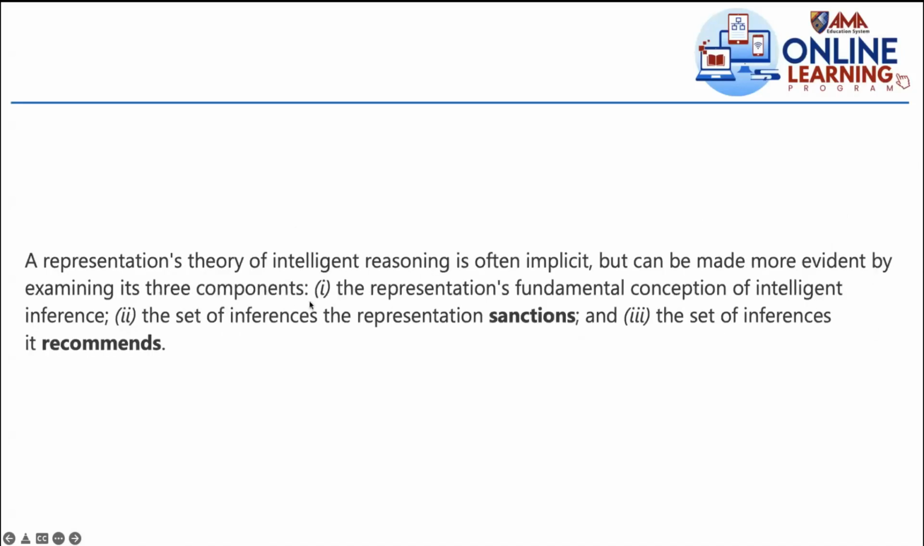So our representation's theory of intelligent reasoning is often implicit, but can be made more evident by examining three components. These three: the representation's fundamental conception of intelligent inference. So how does your machine view the conception of intelligent inference? What is that in that machine? And also the sanctioned inferences, and also the recommended inferences. So how will that machine think of these three components?